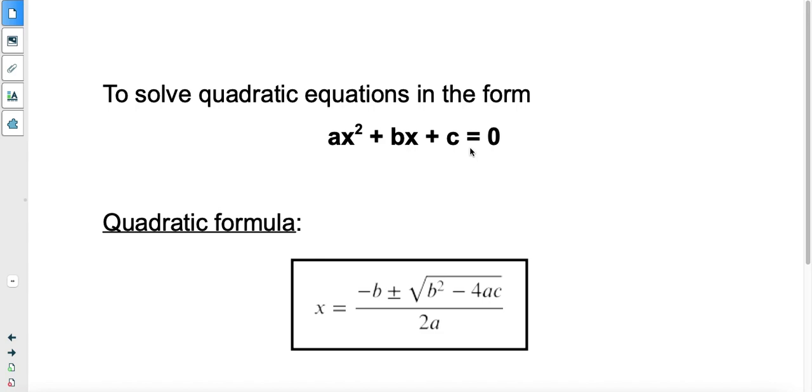If you're interested in where the quadratic formula comes from, I will post a link to a video in the description below that derives the quadratic formula. But in this video, I just want to take a look at some examples of the quadratic formula and how we can use it to solve quadratic equations.